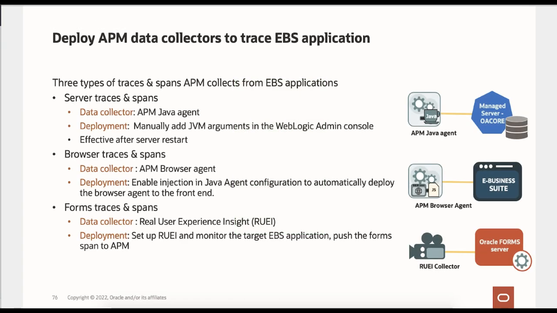To monitor EBS application with APM, you will need tracers in different components: server, browser, and forms. We have already instrumented APM Java agent for WebLogic server and configured the injection to enable the browser agent. Next, we'll need to configure RUI to capture traces from the forms portion of the EBS.